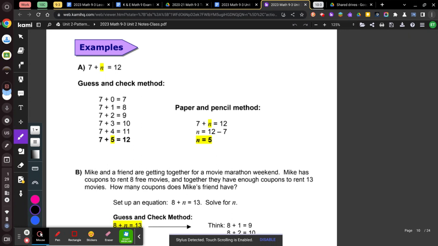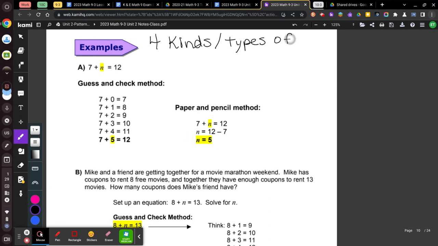One method is the guess and check method. Here we're going to take a look at a couple of one-step equations. With our one-step equations, there are 4 kinds or types of one-step equations. EQNS is our short form of saying equations. So the first 2 kinds are when something's being added or subtracted to your unknown number.